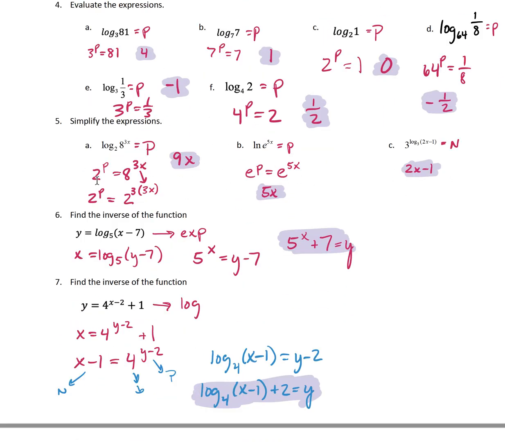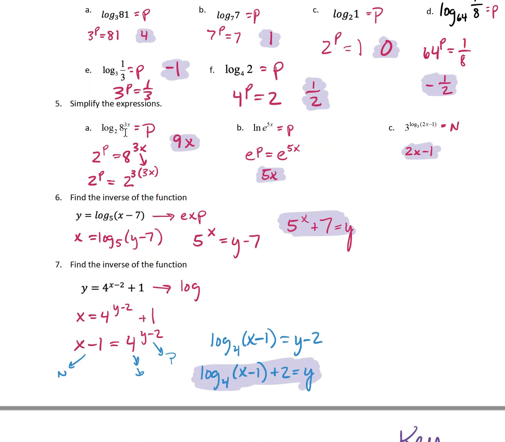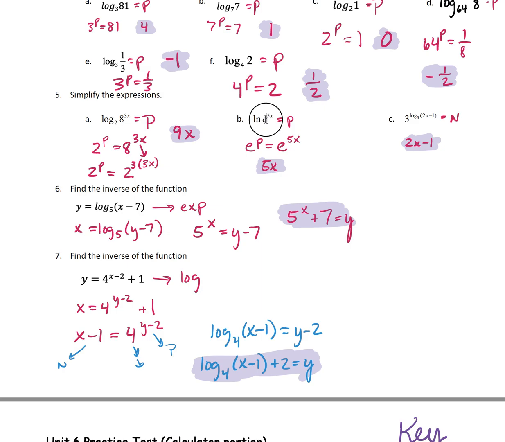All of these are on the test using logarithms, right? There's a variety of ways you can do this one. You could bring that 3x down and know log base 2 of 8 is 3, and then 3 times 3x is 9x. You could write that as 2 cubed, and so then you get 2 to the 9x, and you get 9x. The natural log and e are inverse functions of each other, so they cancel just like 3 to the log base 3 cancel.